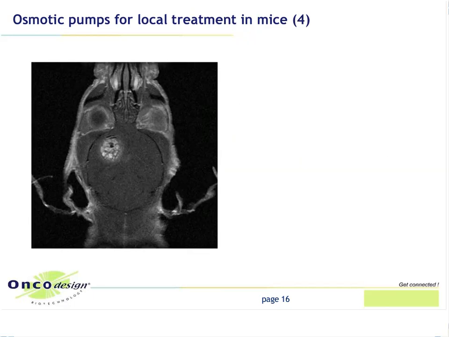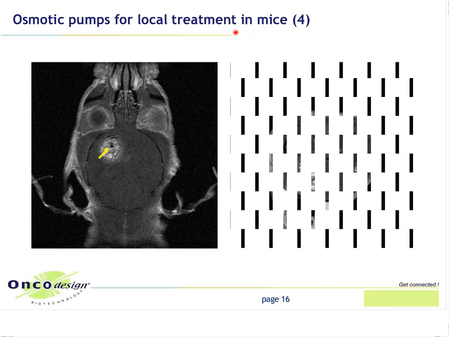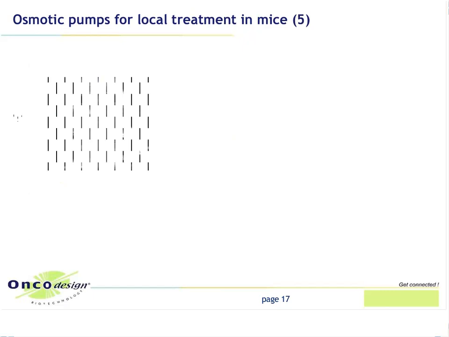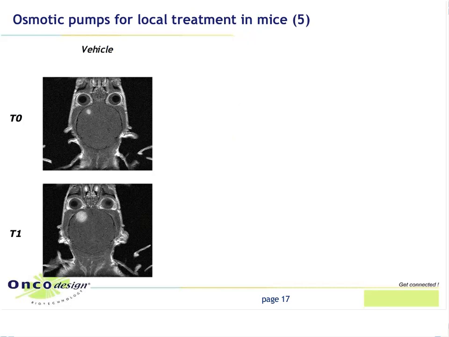So here is an example of mice with a hole inside the tumor where the drug was infused. And here is the complete infusion process inside the brain and inside the tumor of the mice to deliver the drug. First, here is an example of mice from the vehicle groups randomized at T0.